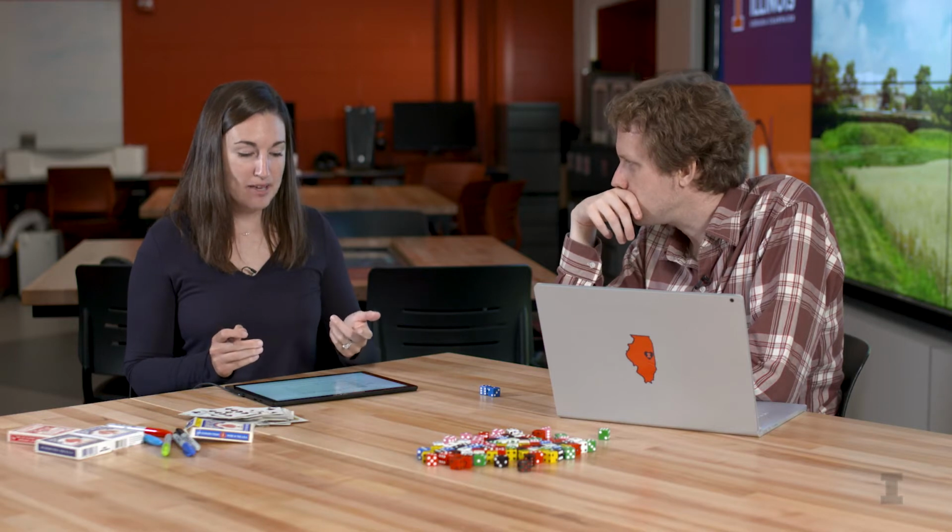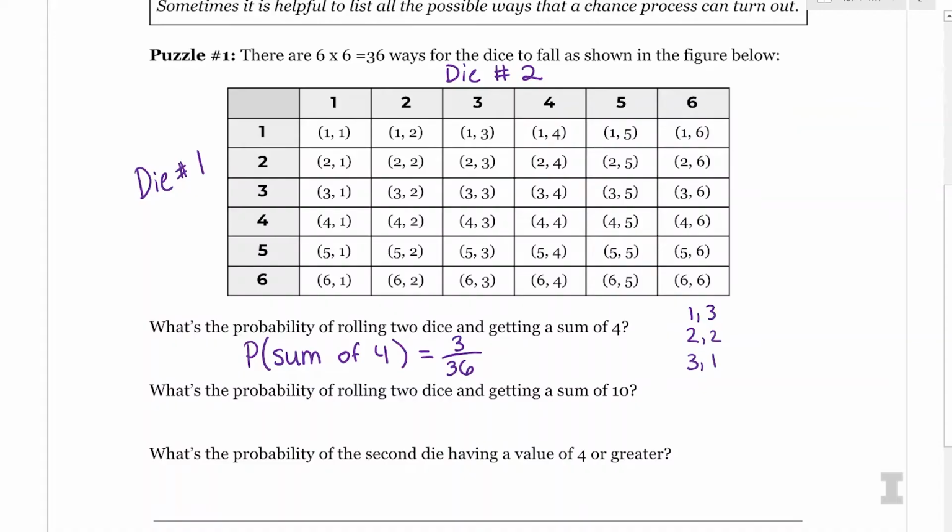A lot of times, if you weren't given the sample space, you would just think about it like Wade did: what are all the options that I could get? But if we have the sample space, like we do right here, I can just look and say, this is a sum of 4, this is a sum of 4, and this is a sum of 4. And so I can see my probability is indeed 3 out of 36.